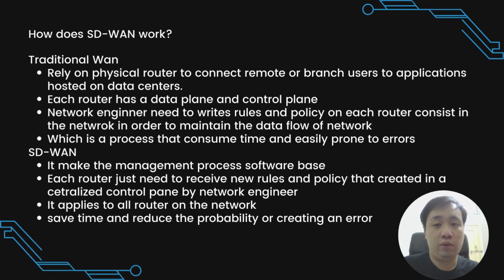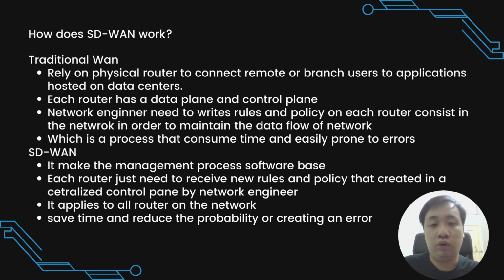So how does SD-WAN work? To know how SD-WAN works, we need to know how traditional WAN works. Traditional WAN relies on physical routers to connect remote branches and users to applications hosted on a data center. Each router has a data plane and control plane. Network engineers need to write rules and policies on each router in the network in order to maintain the data flow of the network, which is a process that consumes time and is easily prone to errors.